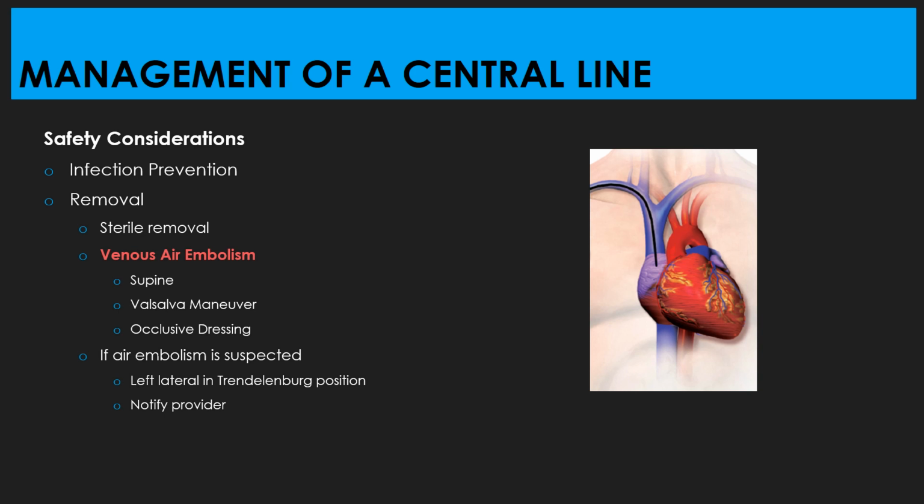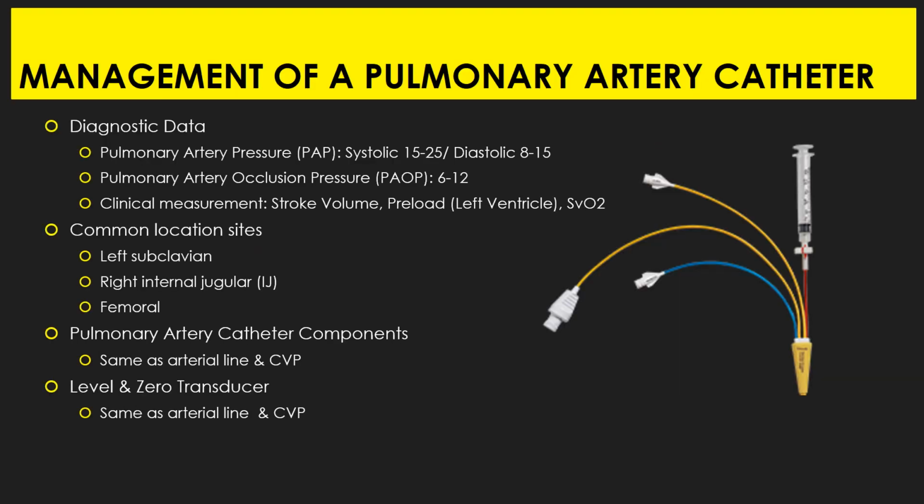If you suspect that there is an air embolism, so the patient is starting to struggle to breathe, developing chest pain, turning cyanotic, we want to place that patient on their left lateral and in a Trendelenburg position and notify the physician. The last device that we're going to discuss is a pulmonary artery catheter.